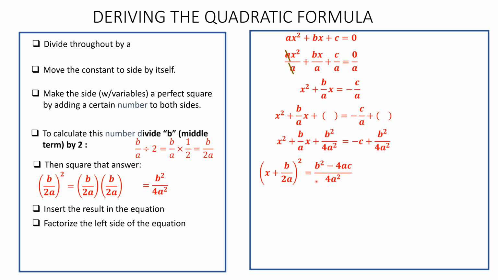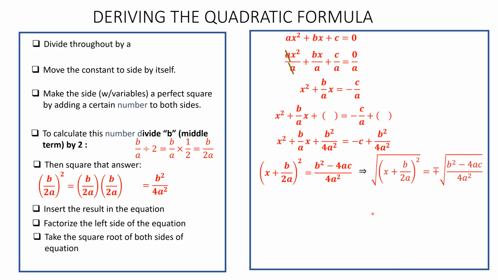So once we have added these two, the next step is to take the square root of both sides. So taking the square root of both sides, we'll isolate this term here, these two would cancel out. So we have x, taking the square root of both sides, that will give me x plus b over 2a equals plus or minus the square root of b squared minus 4ac, all divided by 4a squared.